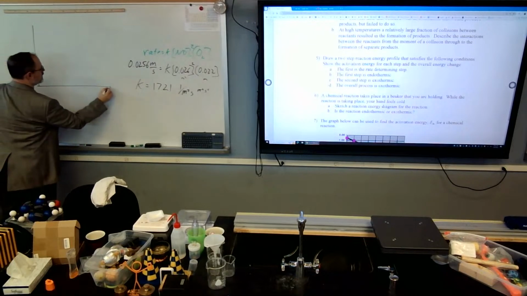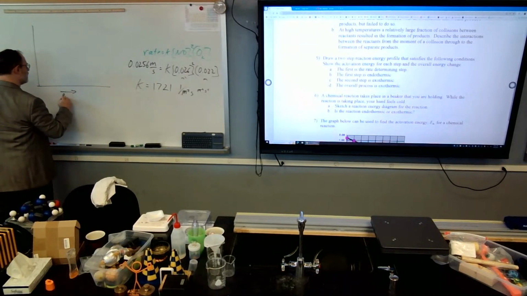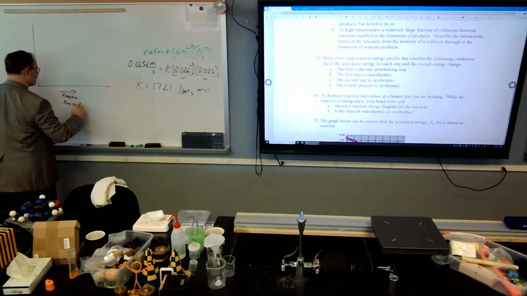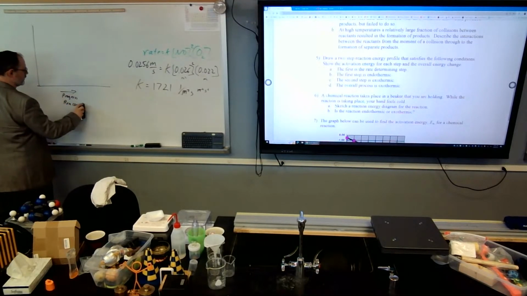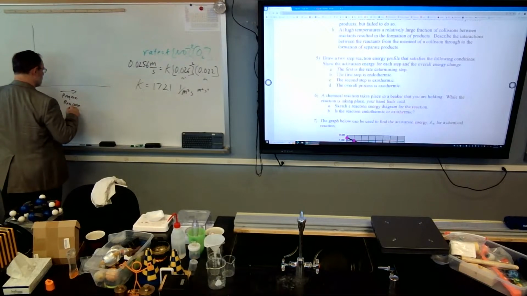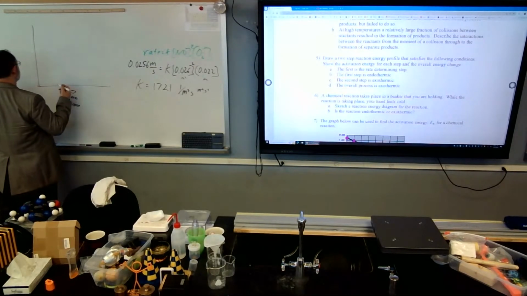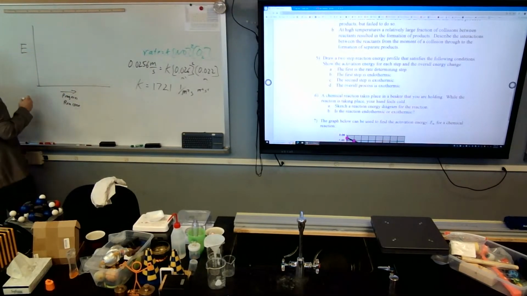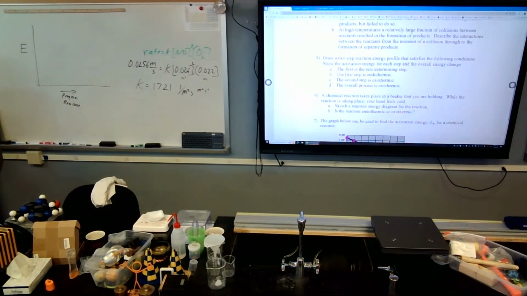So you can label the axis progress. You can do reaction coordinate. It's called the reaction coordinate, but I just like to call it progress. You could even do time. No one's going to care. This is energy. They do care about this one, though. What's that graph going to look like?